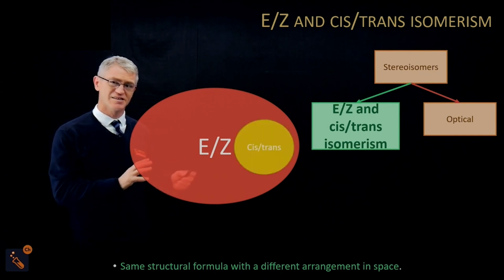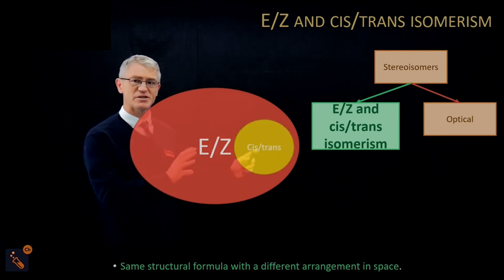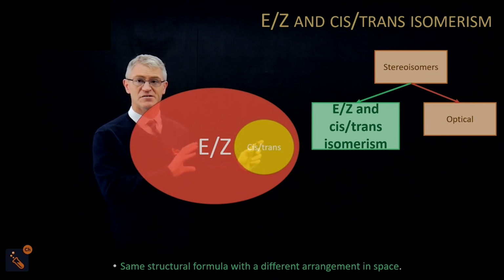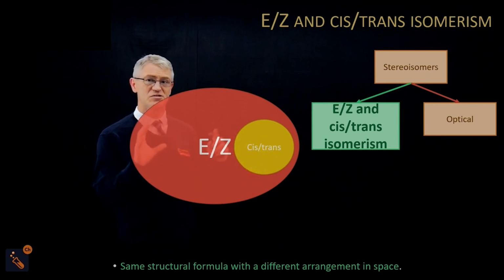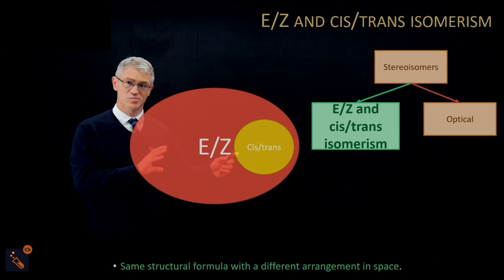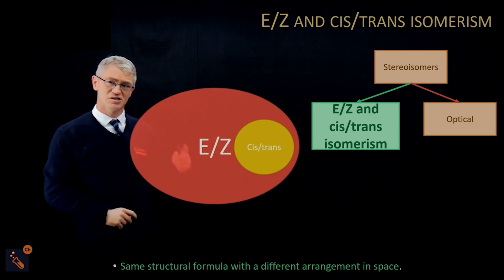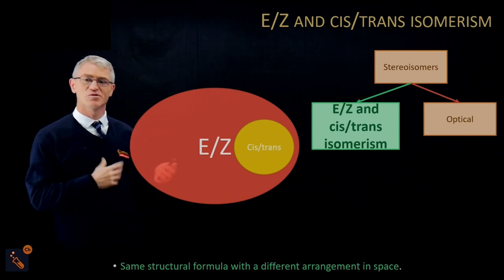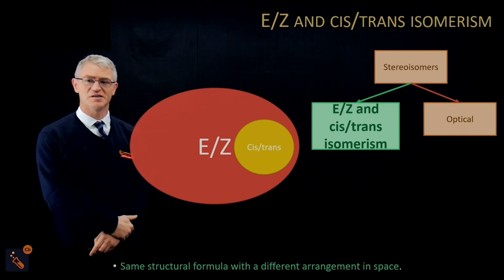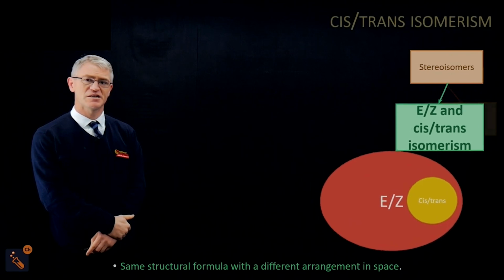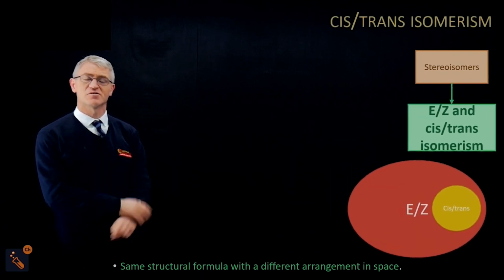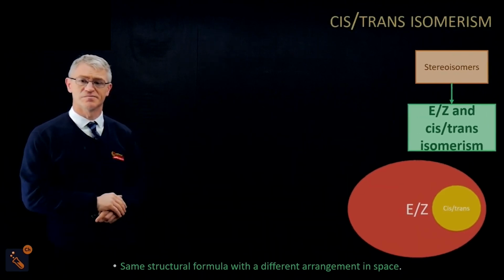Now, cis-trans is a special section of EZ. So even if it is cis-trans, you can still call it EZ, for example. But cis-trans is a simple version, and EZ is usually used for the more complicated examples. And again, we'll go through all of these examples in the video. So if we put that to the side now, we start going through cis-trans isomerism.